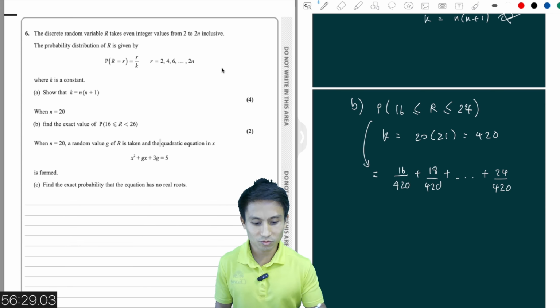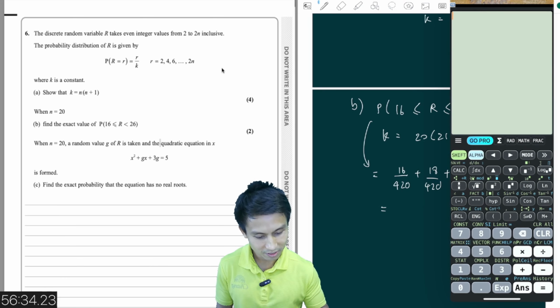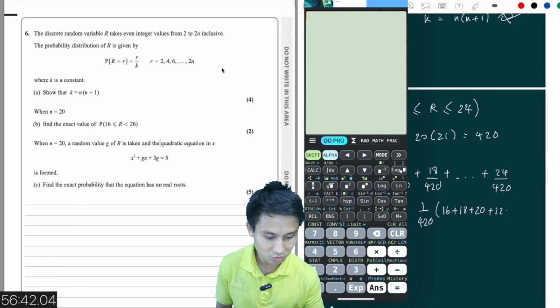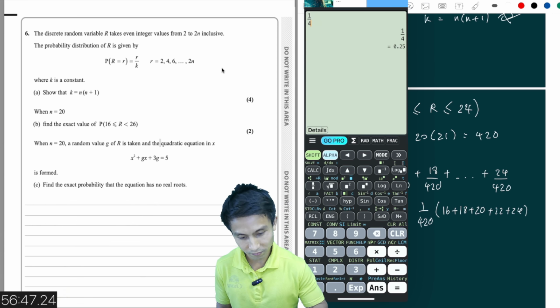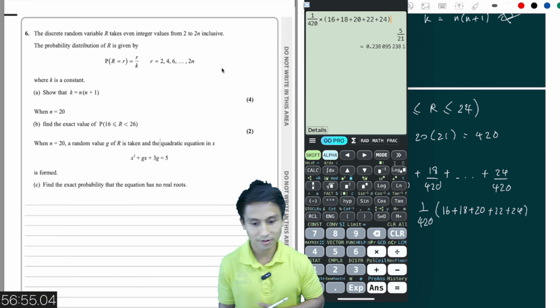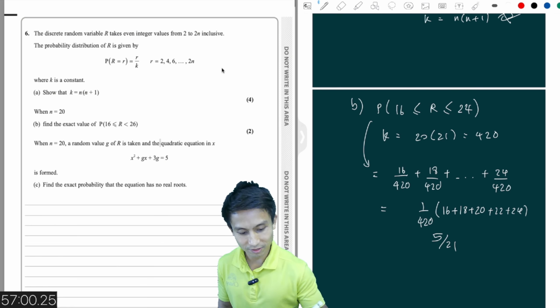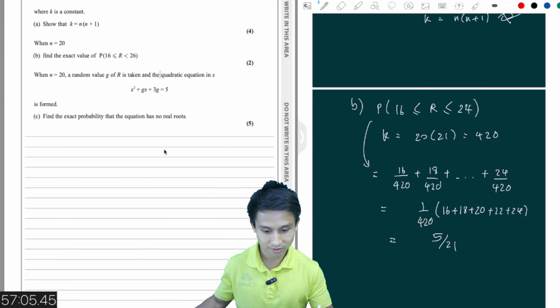I mean, we can do the calculator here. I mean, it doesn't take long, right? We're just going to do like, they're all over 420. So we're just going to do 16 plus 18 plus 20 plus 22 plus 24. No big deal. Okay? So 1 over 420 times brackets 16 plus 18 plus 20 plus 22 plus 24. You just have to be fast there. We got 5 over 21. Seems simple enough. Yeah, I'm going to believe that. Okay, so that's the exact value. Part B done.